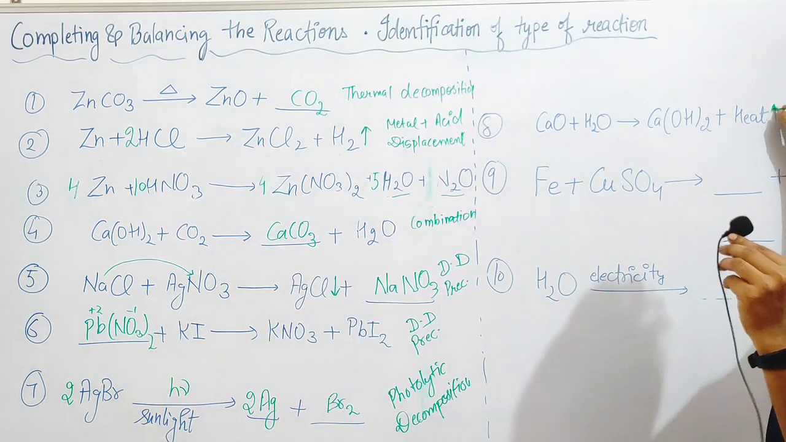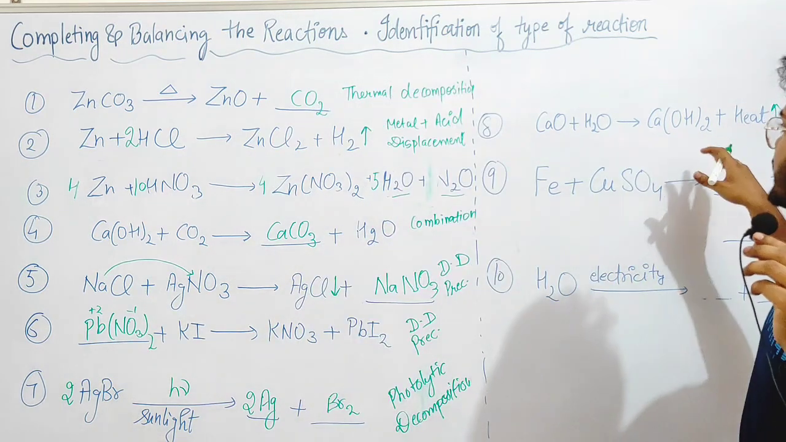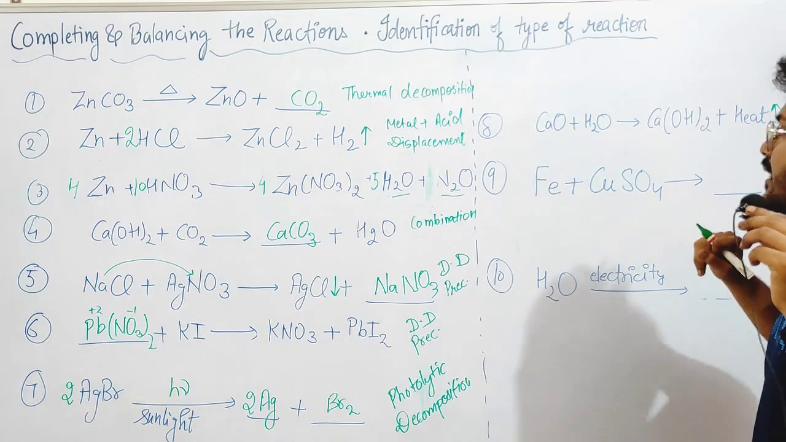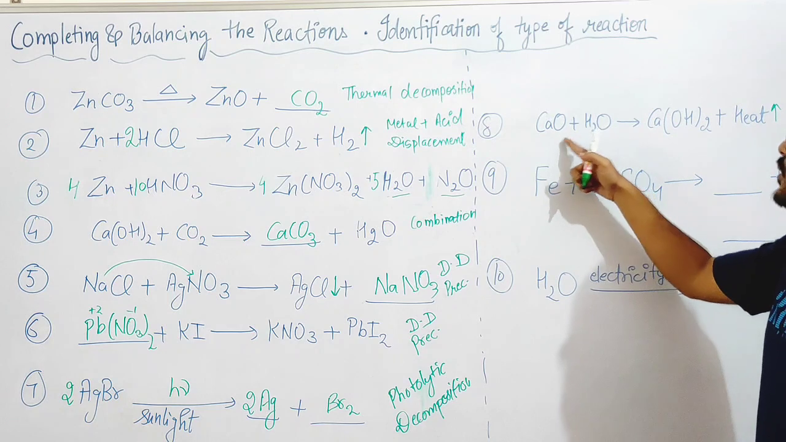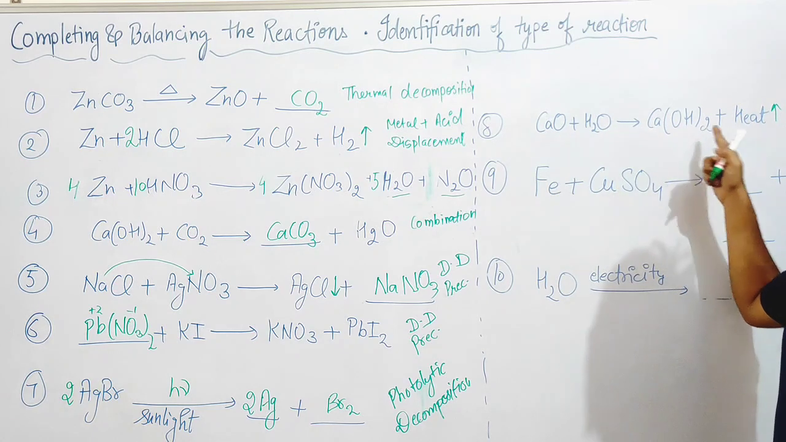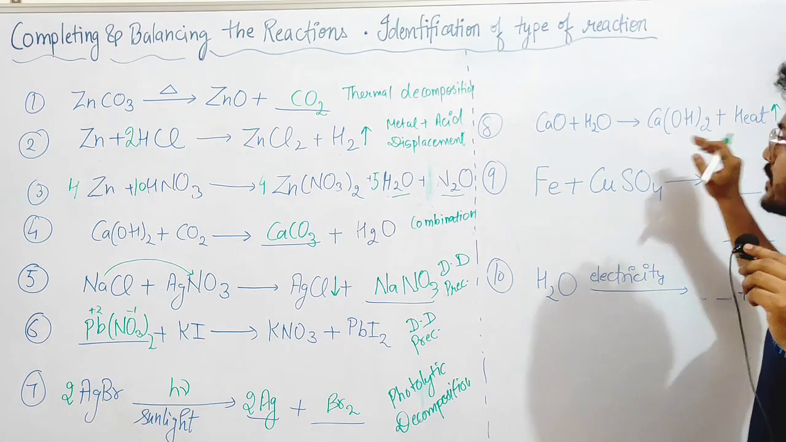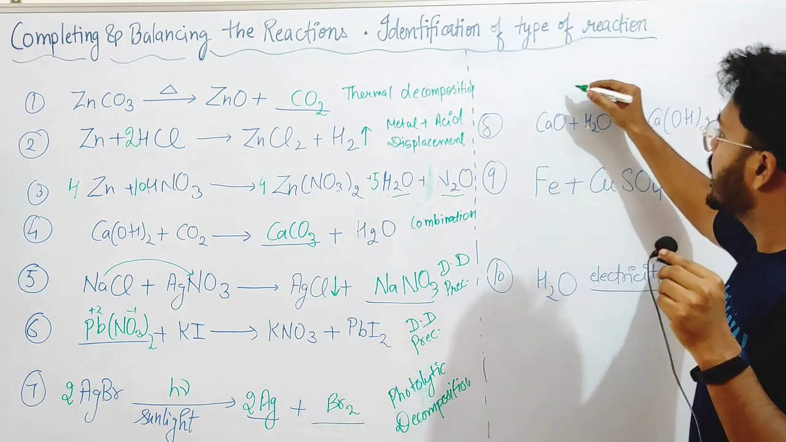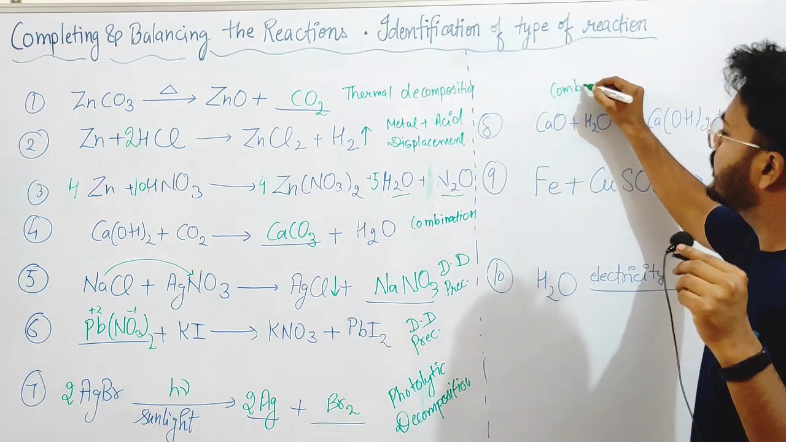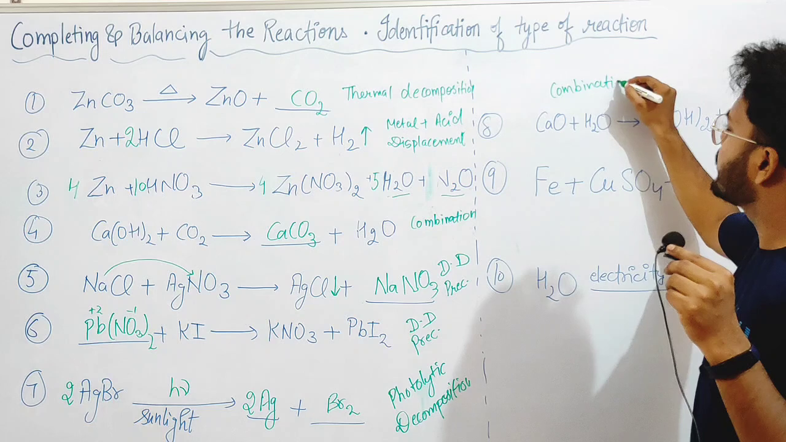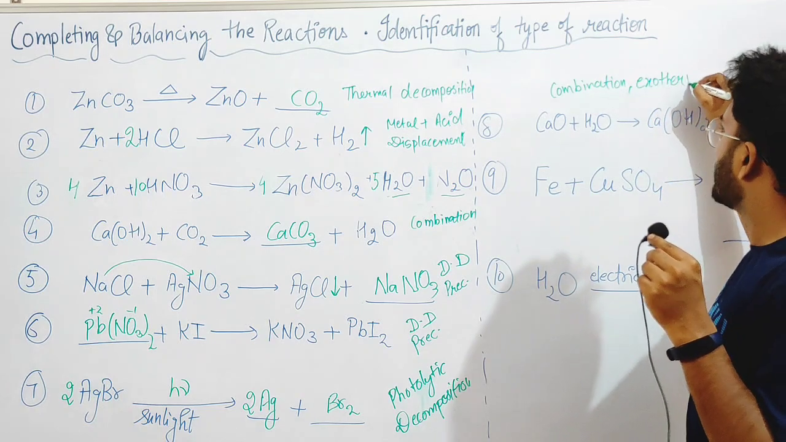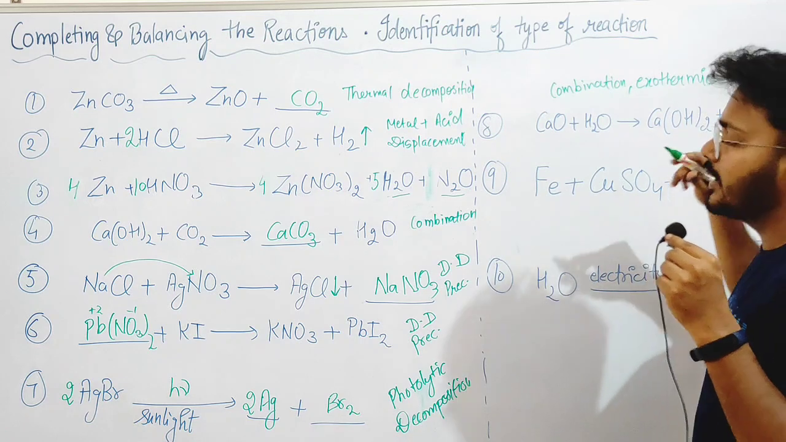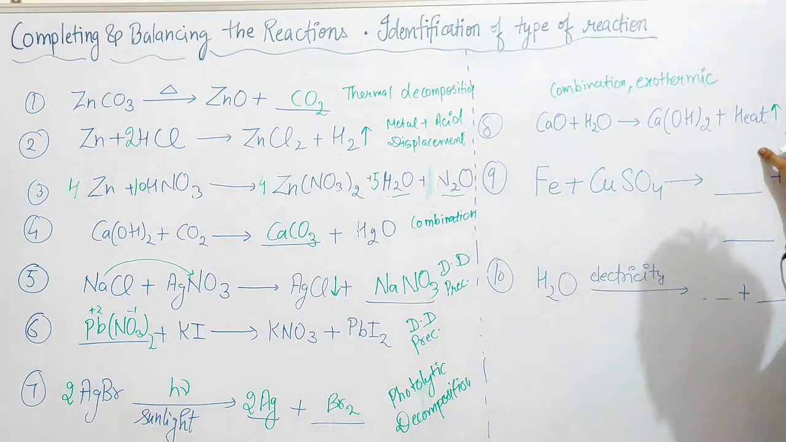We can make an arrow. Now let's balance the reaction. Calcium both sides 1, 1, hydrogen both sides 2, oxygen both sides 2, here 2 and 2. So this is a balanced reaction. Now moving to the type of reaction. This is a combination reaction as well as exothermic reaction. And do remember, in an exothermic reaction, heat is released on the right hand side.